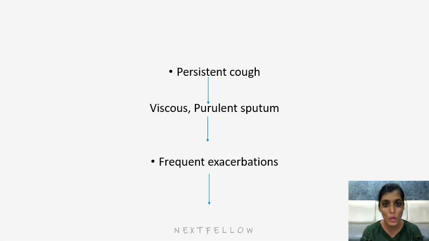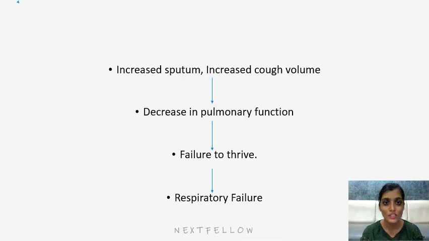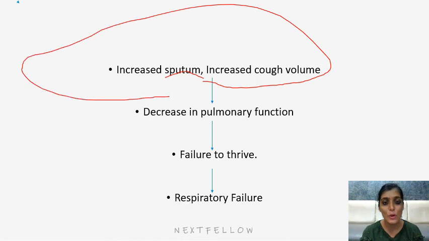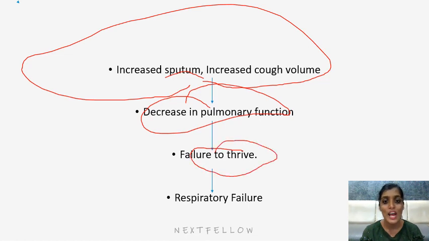Coming to the pathophysiology, persistent cough will cause viscous and purulent sputum as the frequency of exacerbations increases. When there is increased frequency of exacerbation, there will be an increase in the amount of sputum and cough, which will ultimately lead to decrease in pulmonary function. The children with cystic fibrosis will have failure to thrive and ultimately develop respiratory failure.